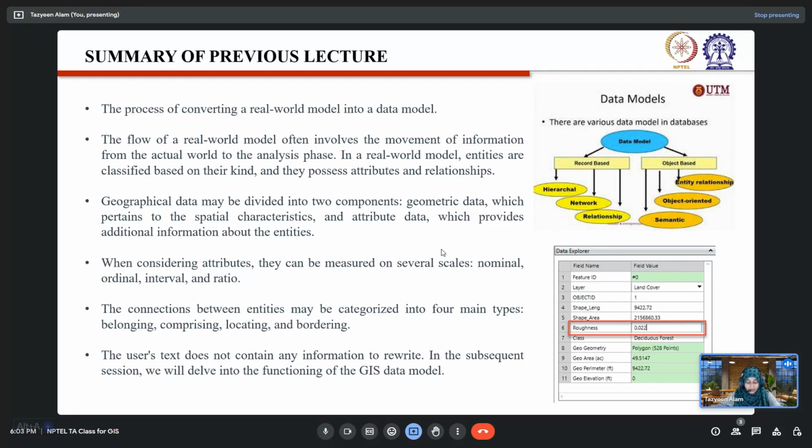In a subsequent session of GIS, we delve into the functioning of the data model rather than going into its characteristics.